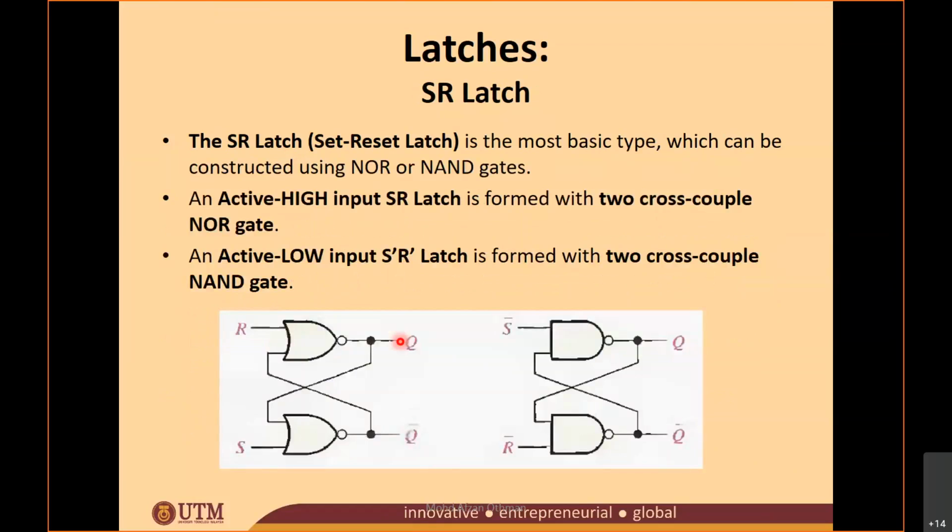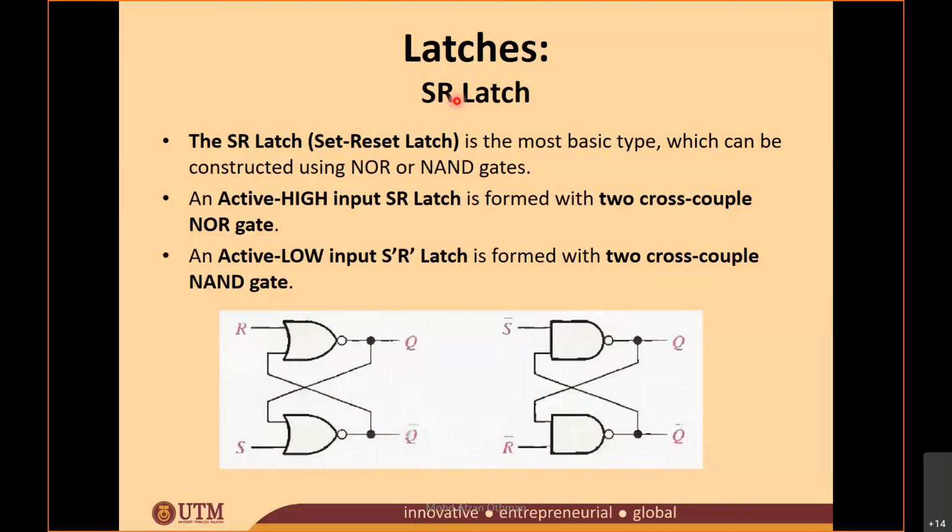Okay, so first kita akan tengok SR latch. Latch ni ada banyak jenis. So first thing first kita akan tengok SR latch, and then we have an active high SR latch, active low SR latch and gated SR latch and etc. Okay, ada banyak jenis latch. So kita tengok dulu dia punya big brother dia kat sini.